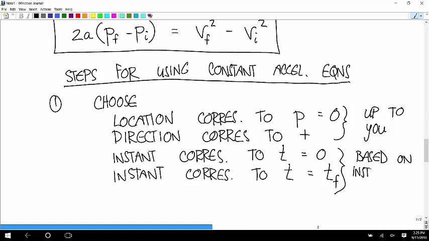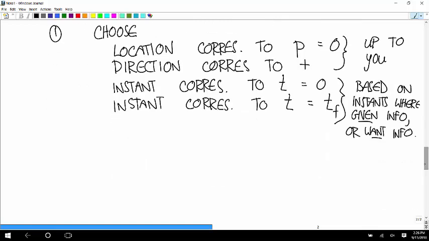instance where you're given information or you want to find information. Okay. Choosing those instances is crucial. Like, you get those wrong, the problem, you're done. You can't go any farther than that. The other two are up to you. That's the first step.